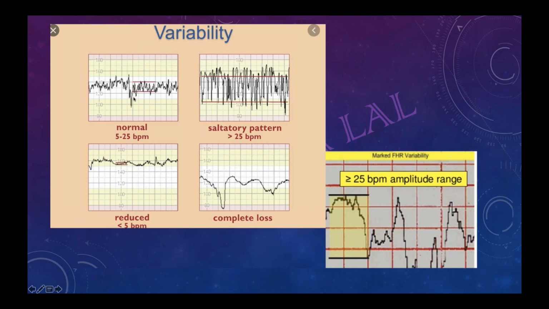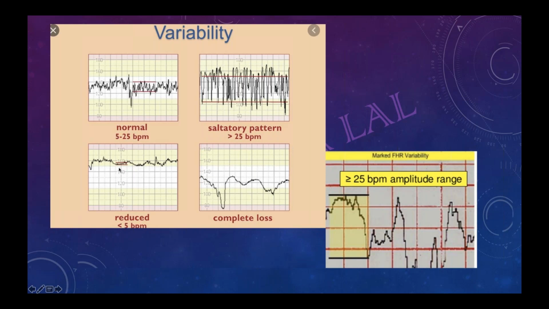So we take a 1 minute strip when there is no acceleration and deceleration. Then we can draw this kind of line, or just think in our head, and calculate how many boxes there are. Here is 1 box and here is 2 boxes. In this CTG, 1 box is 10 beats, so the variability is 20. If the variability is 20, we are very happy, because it is in our normal range.